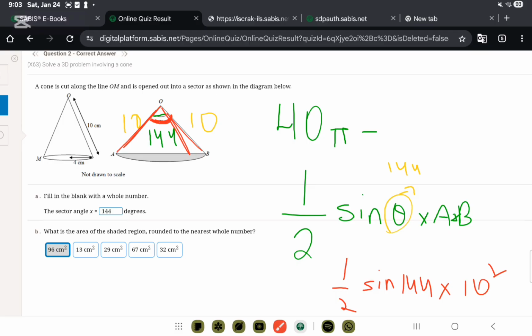Now we get 29.3. On your calculator, do 40 pi minus Ans. You put this on and then minus A-N-S, the button beside the equal, or you can just memorize the number if you want. But you get 96.2. That's the answer.